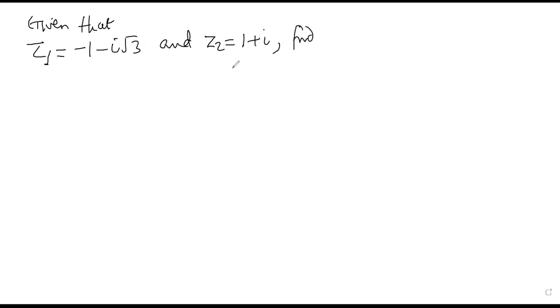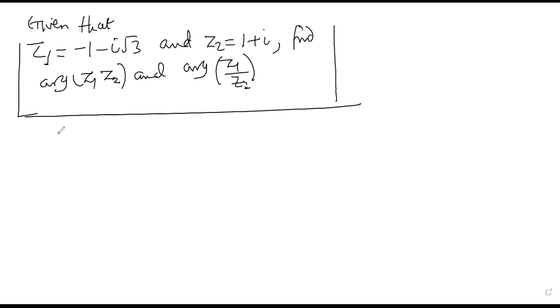So my example goes, given that Z1 is equal to negative 1 minus i root 3, and Z2 is 1 plus i, find argument of Z1 Z2 and argument of Z1 over Z2. Now, for this case, first take all you do to get the arguments. We have already looked at how to get these arguments.